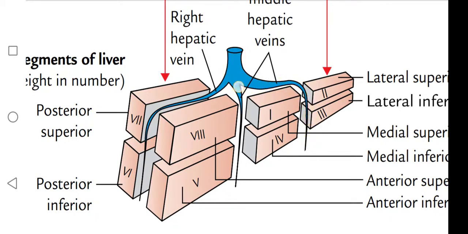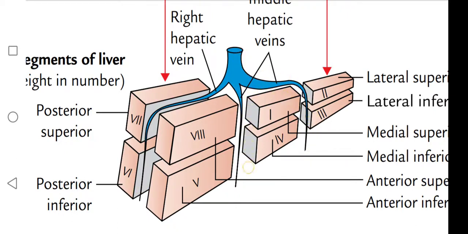This left hepatic vein is present in between the lateral and medial segments of the left lobe. The middle hepatic vein is present between the left and right lobes. And the right hepatic vein is present in between the anterior and posterior segments of the right lobe. Okay guys, these are the three veins.